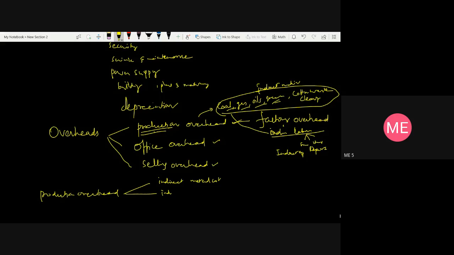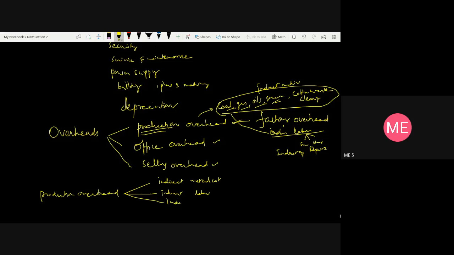And also indirect labor, involved in the security and safety of the production department, and office staff who maintain the ledgers and all those. Office staff is also required in the production department. The salaries or wages given to them are called indirect labor costs. So that comes under the production overhead.